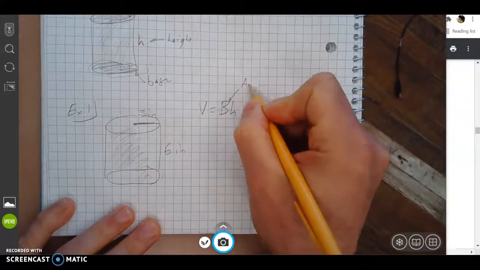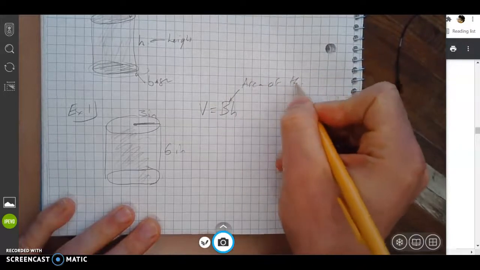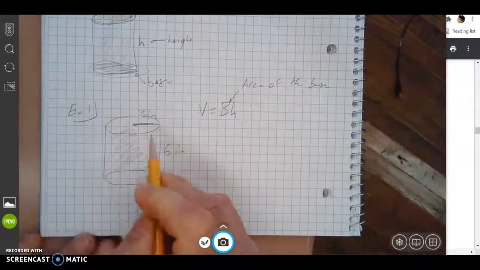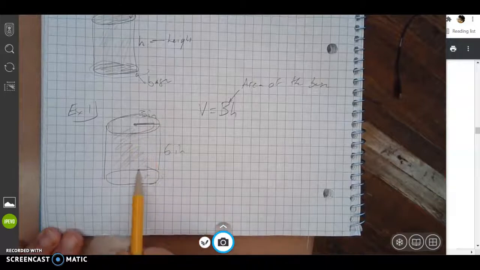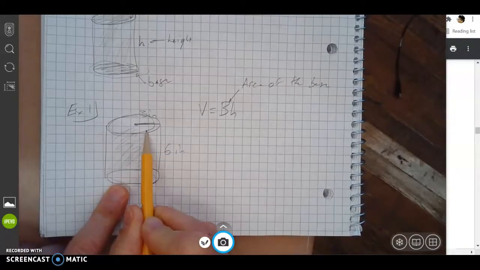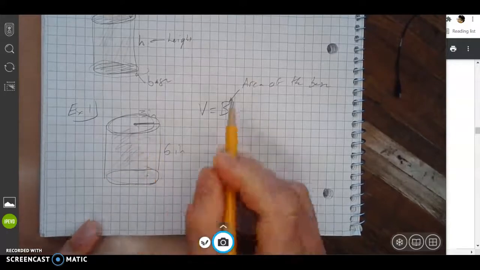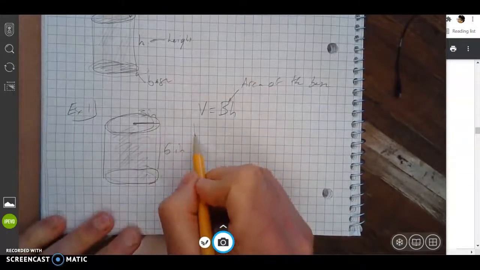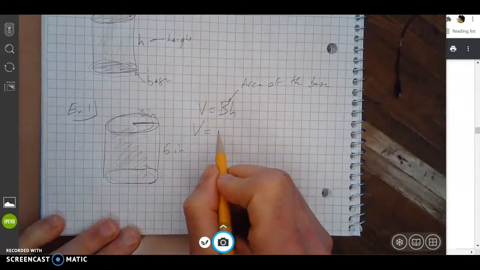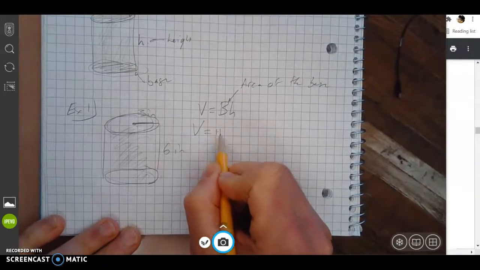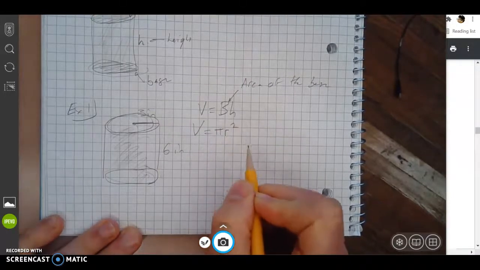And that stands for area of the base. And the base in this case is either this circle or that circle, but I'm going to use this one because it already has the radius on it. If the radius were on that one, I'd use that one. It doesn't matter, right? So area of the base. What is the area of a circle? You remember the formula? Yeah, pi r squared.